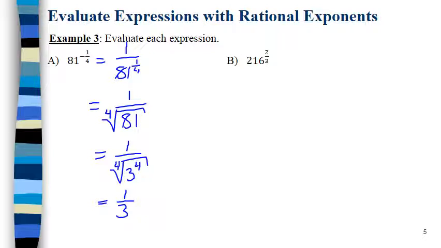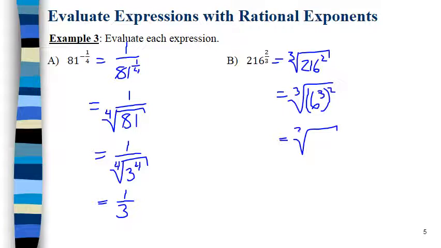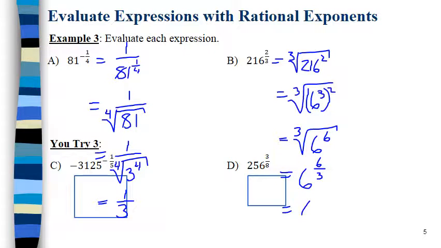We want to do the same thing here, so we're going to write this as the cube root of 216 squared. Well, the cube root of 216 can be rewritten as 6 cubed, all squared. And so that would be the same thing as the cube root of 6 to the 6th, which is the same thing as 6 to the 6 over 3, which is the same thing as 6 squared, which is 36.